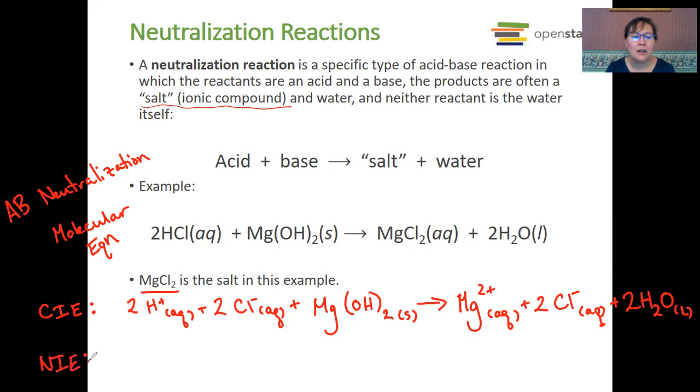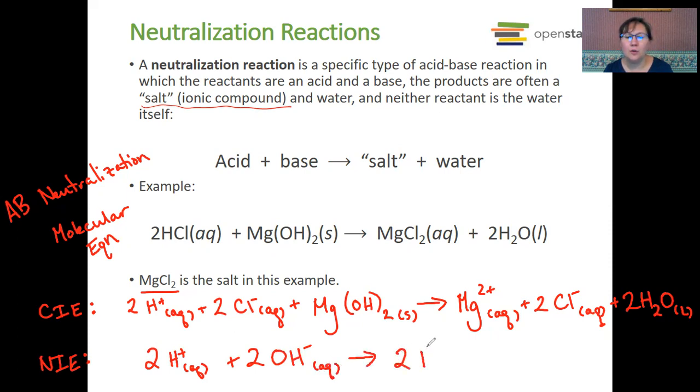Another hallmark of this is that our net ionic equation is looking at what's forming specifically. And if we look only at what's forming specifically, then we have 2 protons plus 2 hydroxides yielding 2 moles of water. And that's what's always happening in an acid-base neutralization reaction.